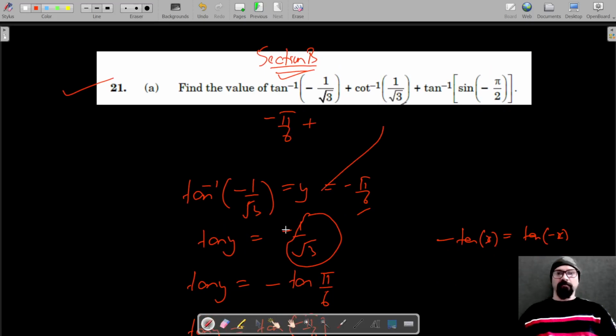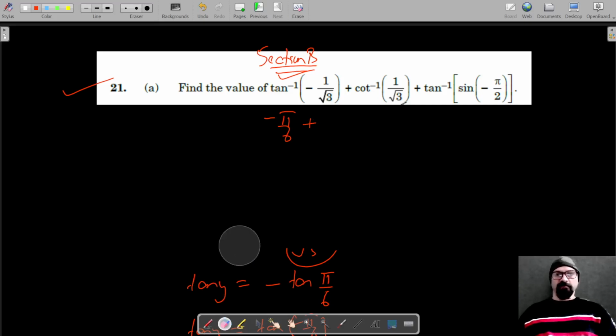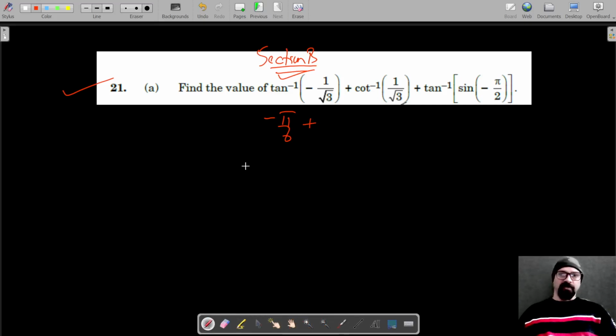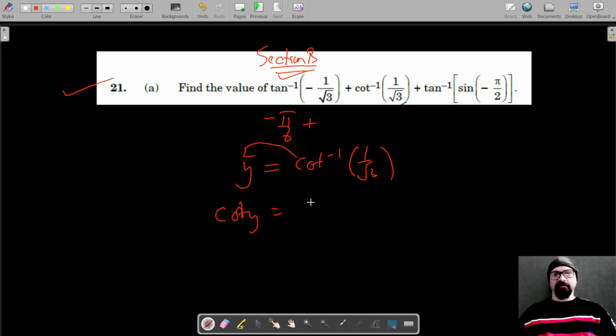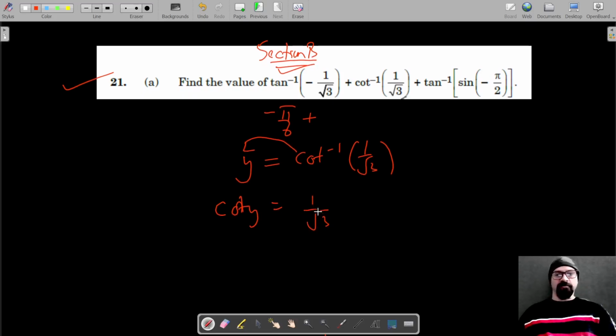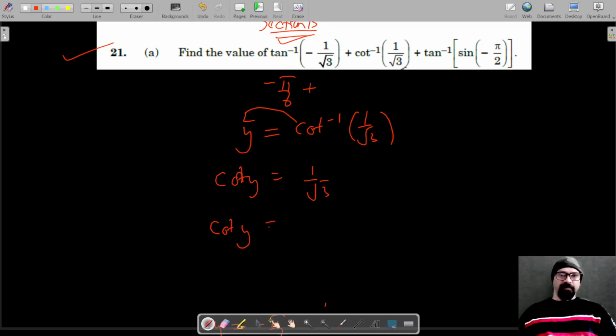Moving on to cot inverse. So finding the value of cot inverse 1 by root 3. Let's say y is equal to cot inverse 1 by root 3, and I can write it as cot y is equal to 1 by root 3. Now the angle for which the value of cot is 1 by root 3 is cot 60, which is cot pi by 3, which gives me y is equal to pi by 3. So this is pi by 3.